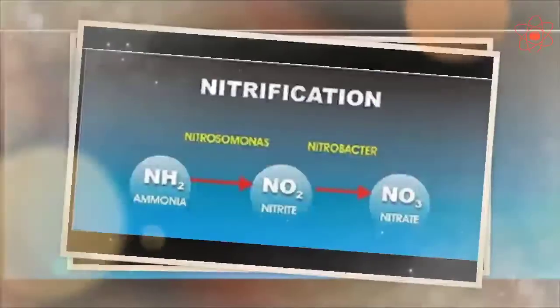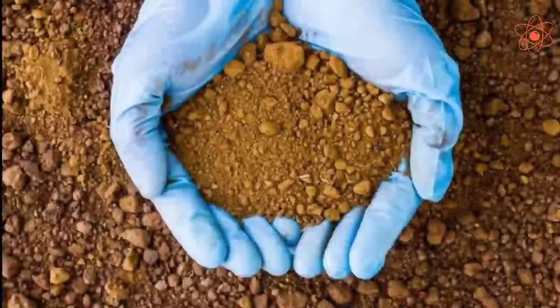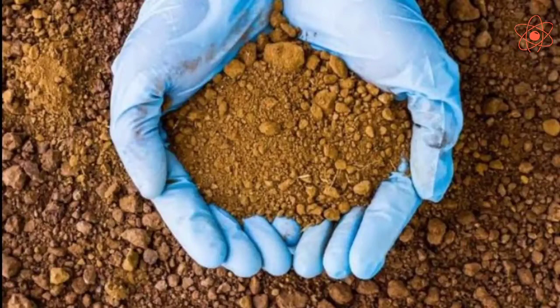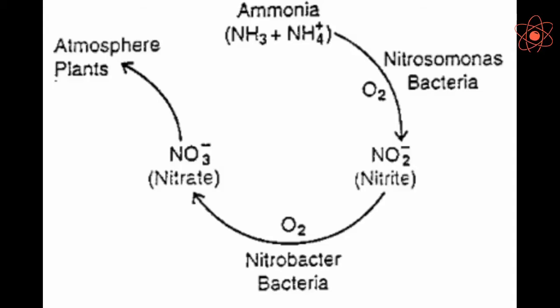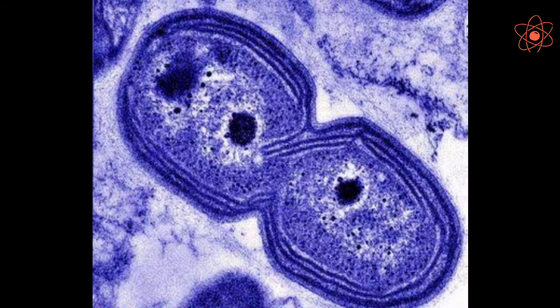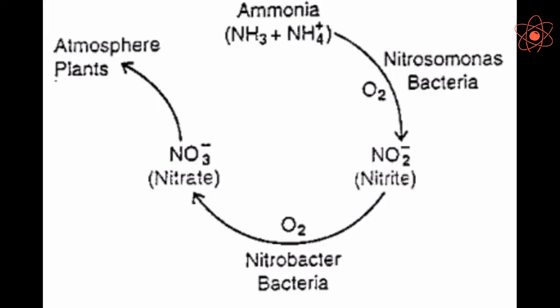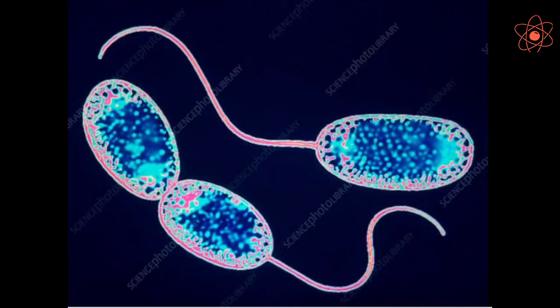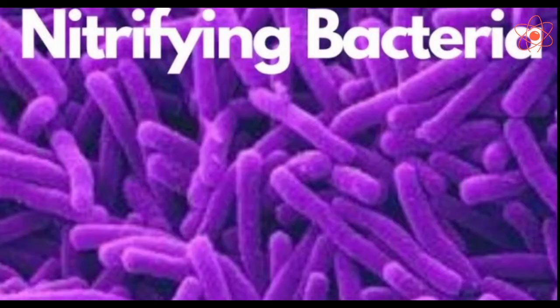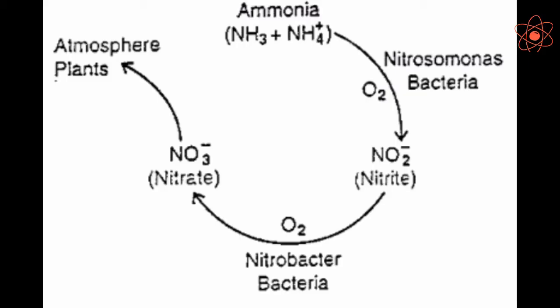Fourth step, nitrification. Ammonium salt in the soil is converted first into nitrites by Nitrosomonas bacteria. These nitrites are then converted into nitrates by Nitrobacter bacteria. These bacteria are called nitrifying bacteria. The nitrates so formed in the soil can once again be absorbed by the plants. This process is called nitrification.